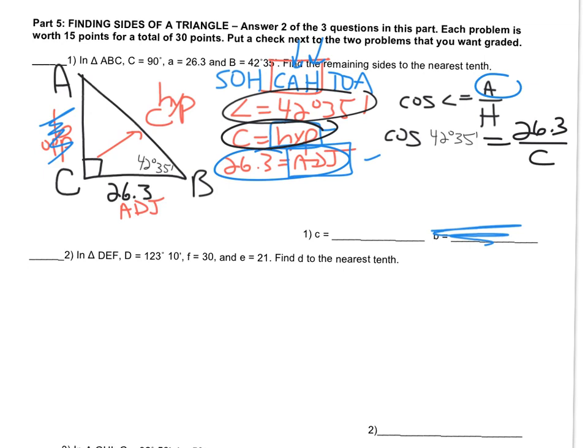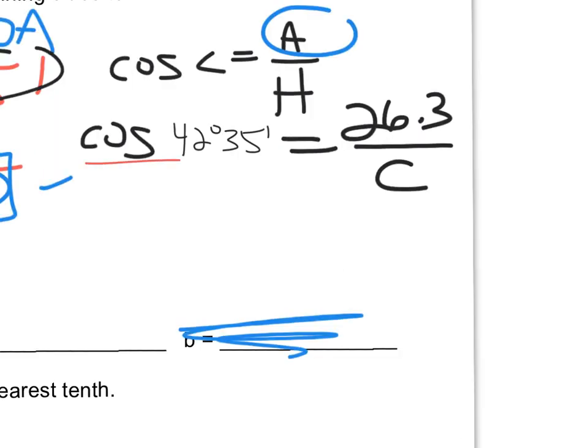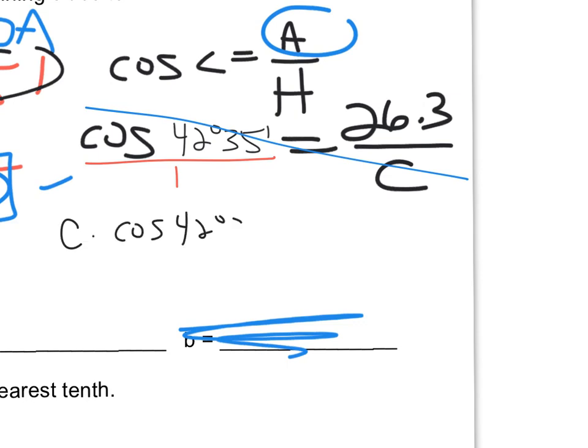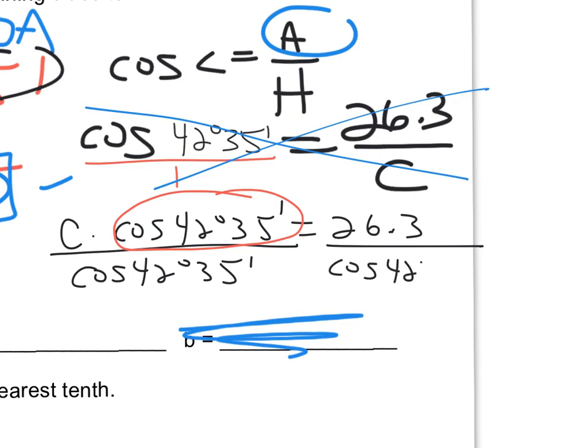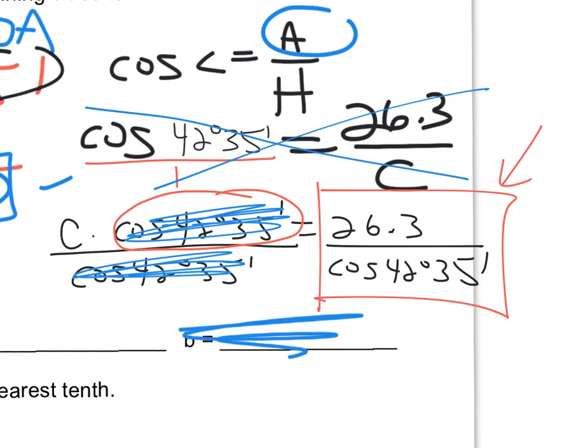Now I'm going to go about solving for little c. I'm going to put the cosine of 42, 35 over 1, and I'm going to cross multiply. So I have little c times the cosine of 42, 35. That equals, when I cross multiply the other way, 1 times 26.3, or 26.3. So here, to solve for little c, I'm going to divide both sides by the cosine of 42, 35. So on my calculator I type in the right-hand side. These cosines cancel, so little c is equal to 26.3 over the cosine of 42, 35.